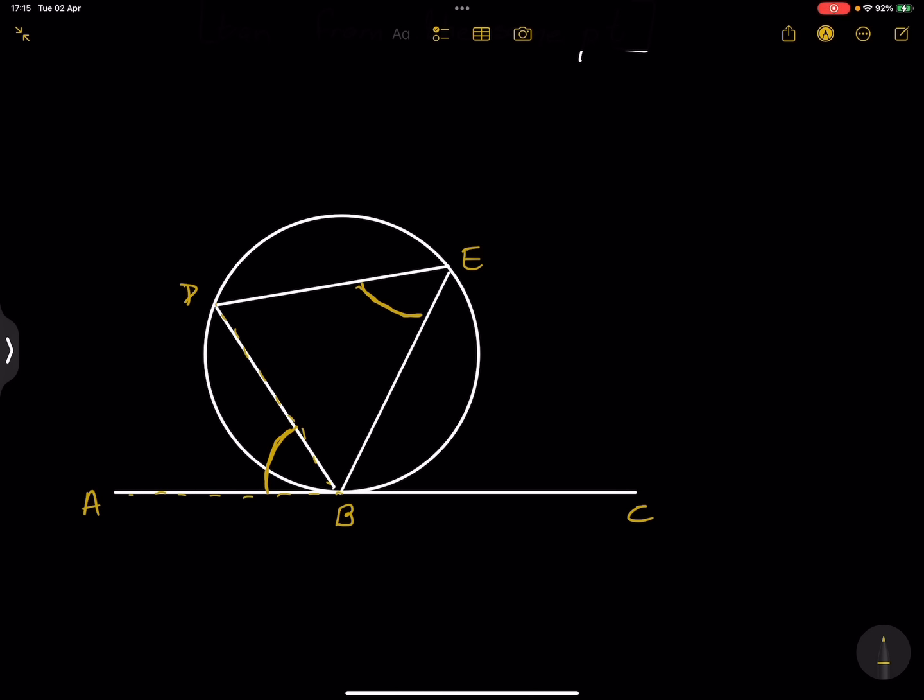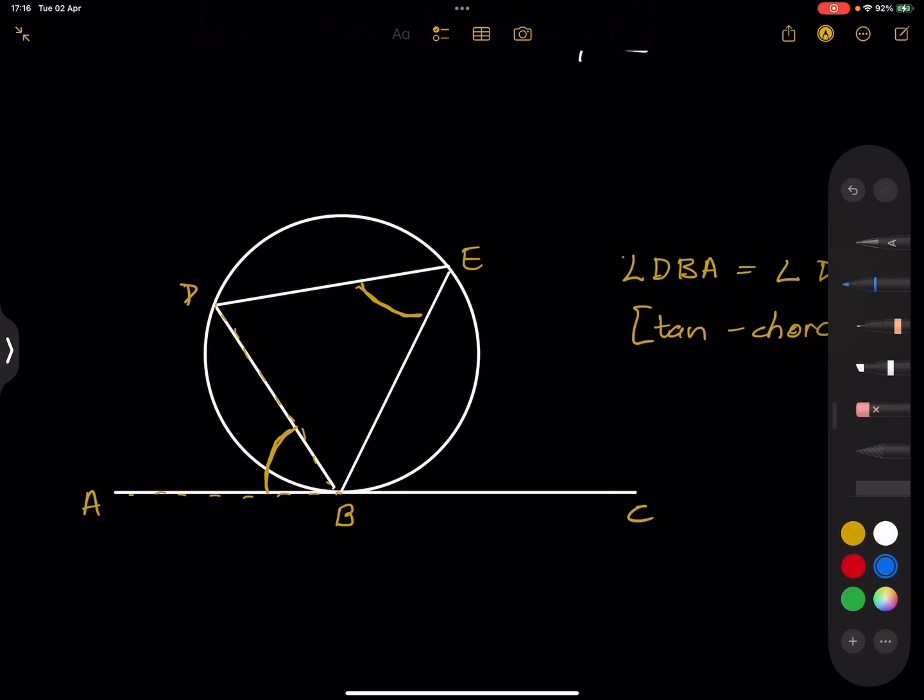So therefore, it means that angle DBA would be equal to angle DEB. And we say that this is the tan chord theorem. And I can tell you this, ladies and gents, there is absolutely no way that they will never ask the tan chord theorem. It's one of the favorites with examiners.